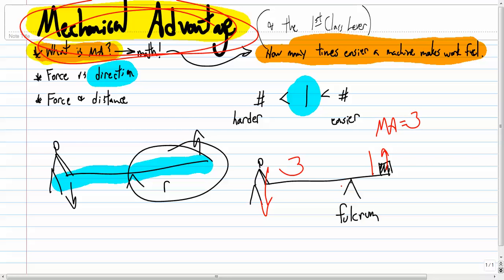So if it feels so easy, what's the cost? What's my payment? What's the cost to make it feel so much lighter? Well, the cost is the distance that you have to move.